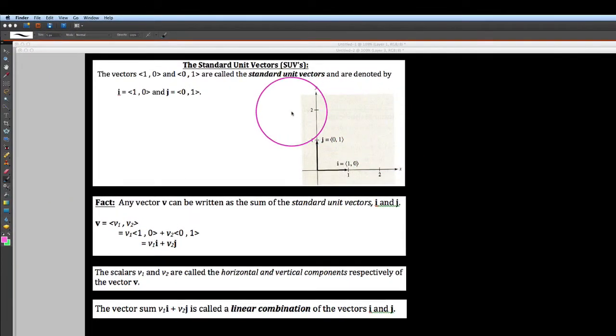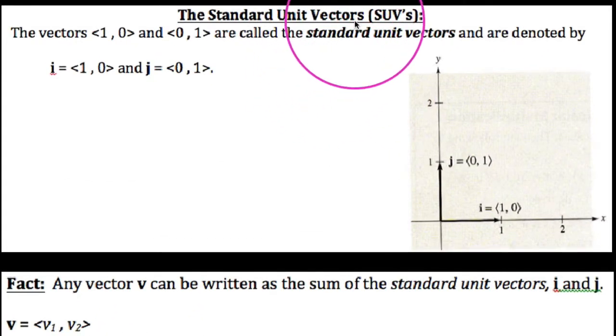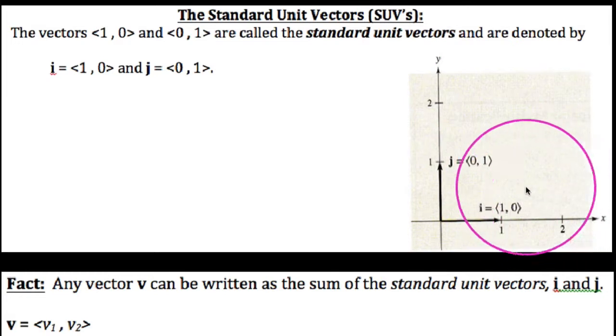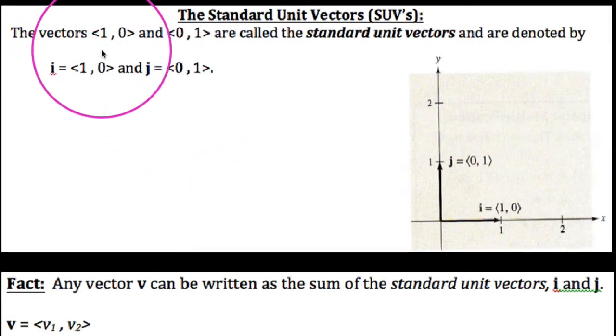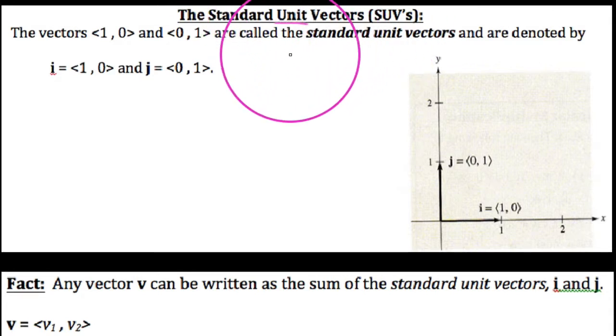In this video, I'm going to explain, or at least explore, the standard unit vectors, what they are, how we use them, and why they're convenient. Okay, so we're going to start by defining what they are. These standard unit vectors, you can already infer from their names, are 1 unit in length.